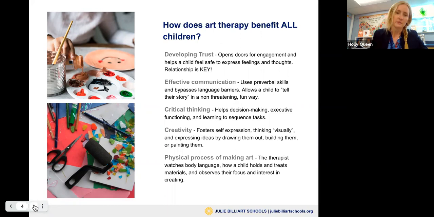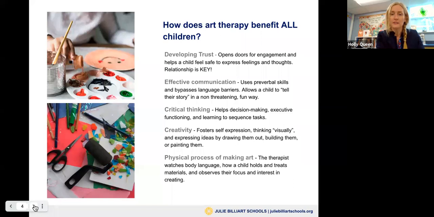So how does art therapy benefit all children? It starts with the relationship, just as any therapeutic relationship, the interaction between the therapist and the person we're working with is essential. So it develops trust. A lot of times children will come in and in a talk therapy situation, they may freeze up. They may not really even have the words to describe their emotions yet. So the art really does open doors for the engagement and for the child to feel safe to express themselves.